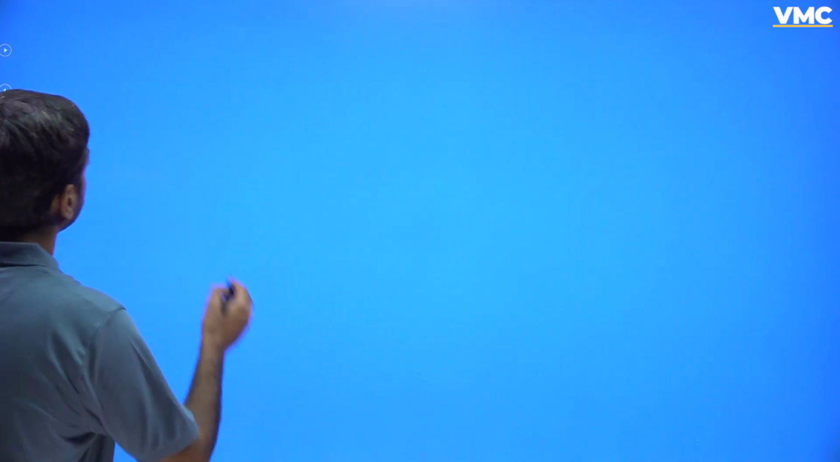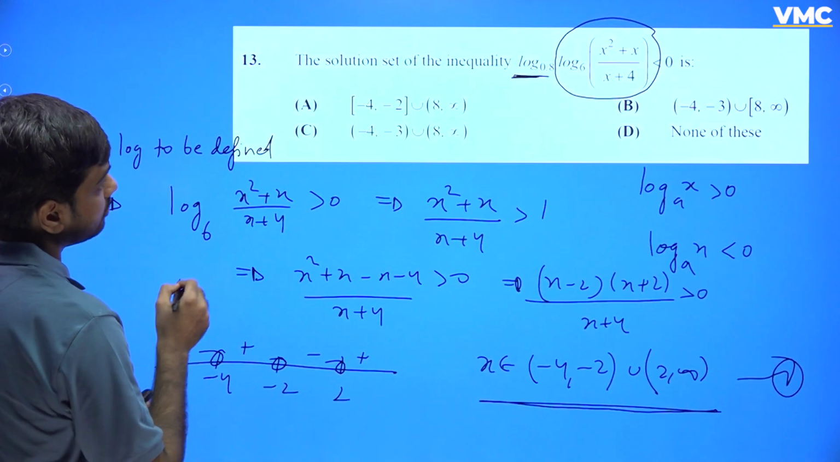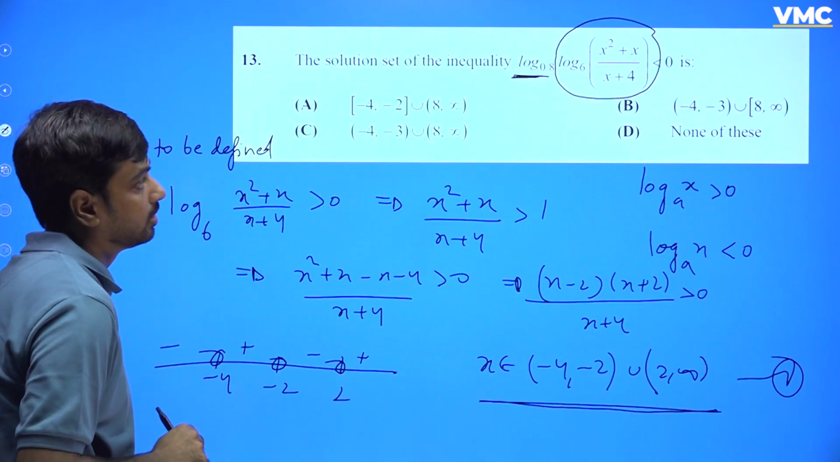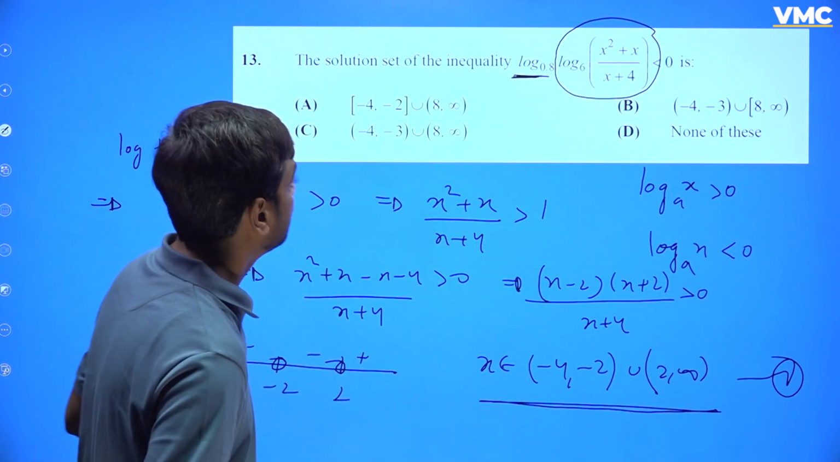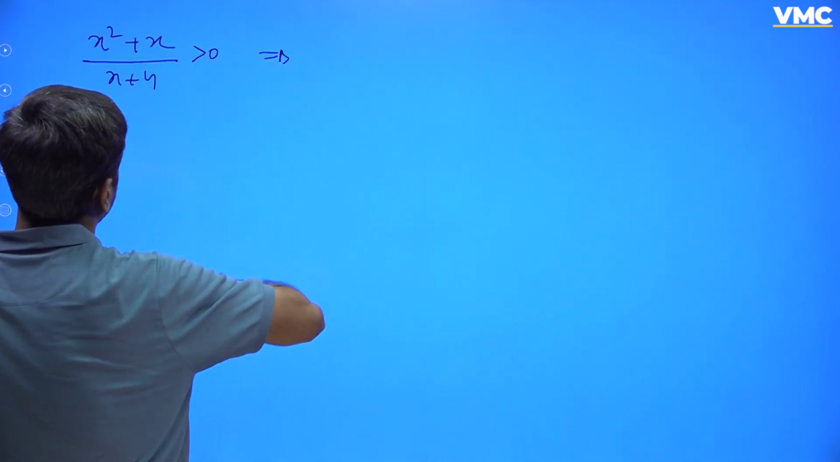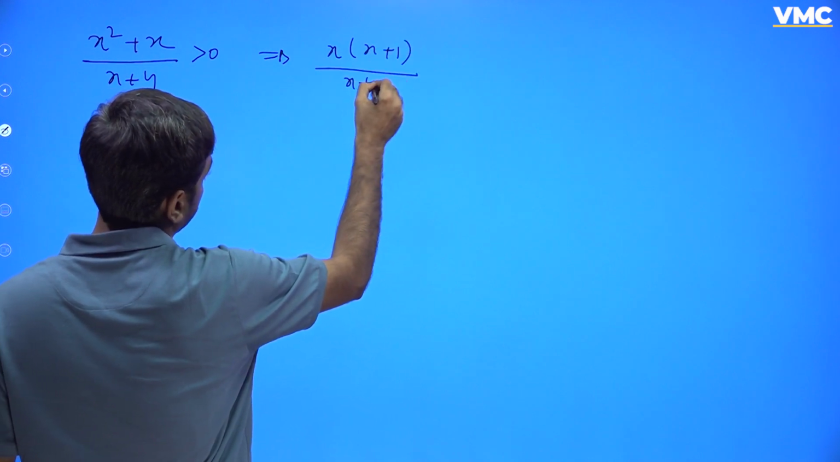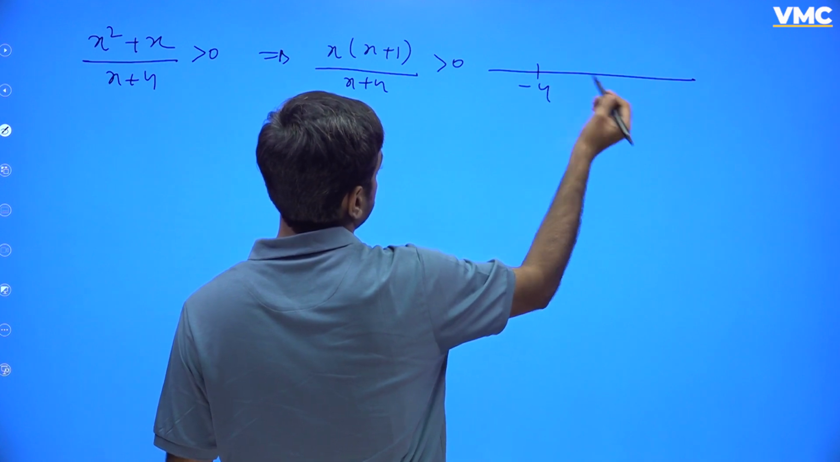So let's do that. The argument of the second log is x square plus x upon x plus 4. It has to be positive. Now I am defining the second log. It has to be greater than 0. Now when you solve this, we'll have x into x plus 1 upon x plus 4 greater than 0. Draw a number line and plot the zeros of the factors.